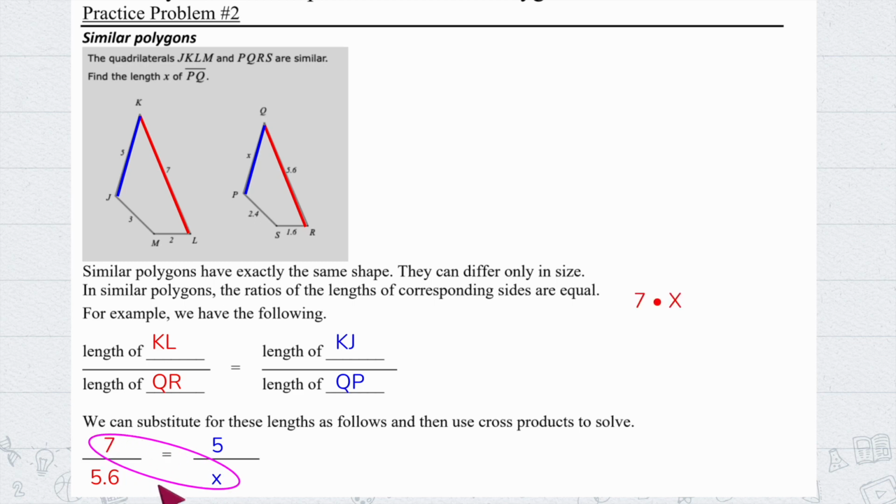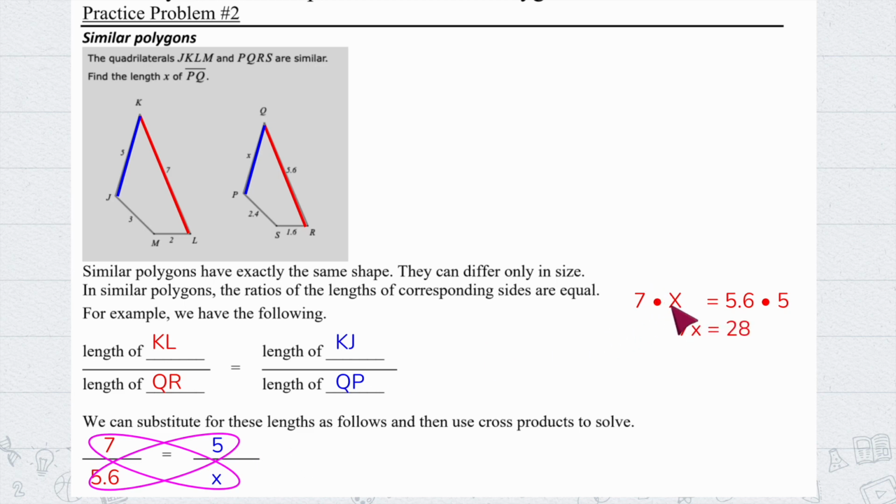Now we're going to cross multiply because I have a proportion. So I have 7 times X. And then cross multiply the other way, I have 5.6 times 5. Remember, this is not getting rid of the equal sign. I still have the equal sign. It's just a very fast way of getting rid of the fractions, simplifying those 2 fractions.